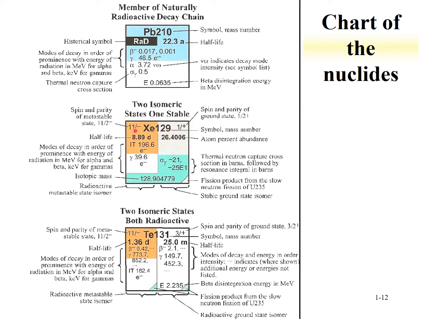So this is a metastable state, spin and parity, half-life, decay modes, and ground state, spin and parity. This is stable, so this is the atomic abundance. And then two isomeric states that are both radioactive, so tellurium-131. The metastable state, spin and parity, 11 halves minus. Ground state, 3 halves plus. The half-life of each state, and then the other data as we discussed.